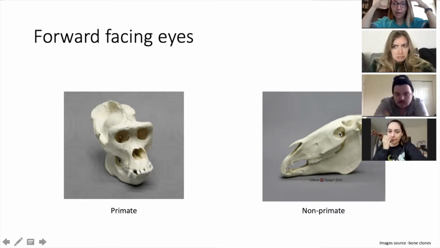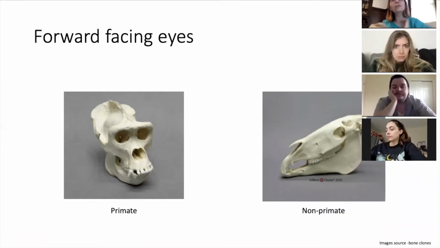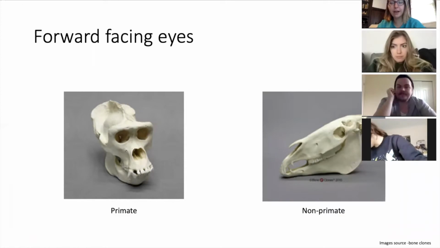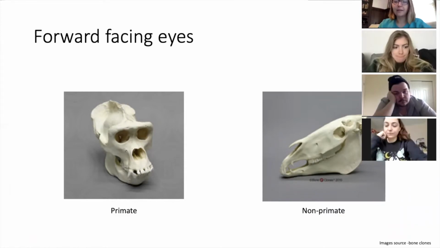facing, or they're facing on the outside. So they're oriented on the side of the head. This is one big trait that primates all share: having forward-facing eyes and not eyes that are lateral.